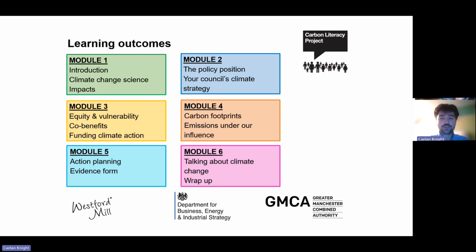Another key learning outcome is to further equip learners with the tools and strategies to effectively communicate climate change within their sphere of influence and how to engage the local community. Finally, at the end of the course, learners engage with their council's priorities and ambitions by committing to taking one significant individual action and one significant group action to lower the carbon footprint of their council.